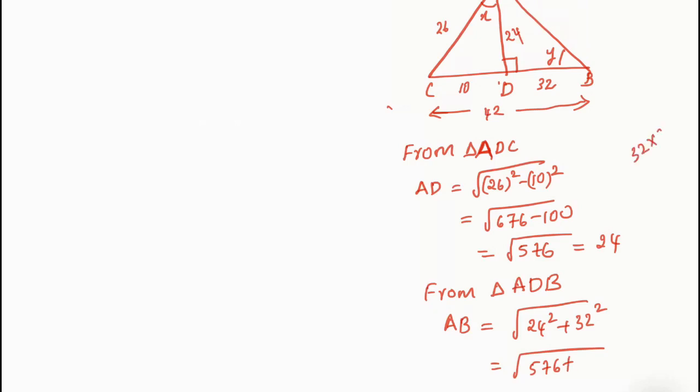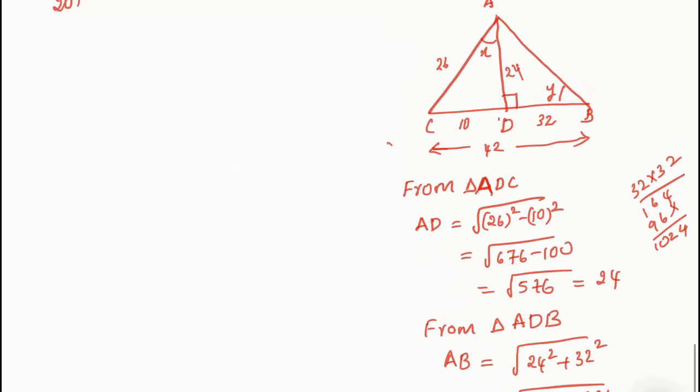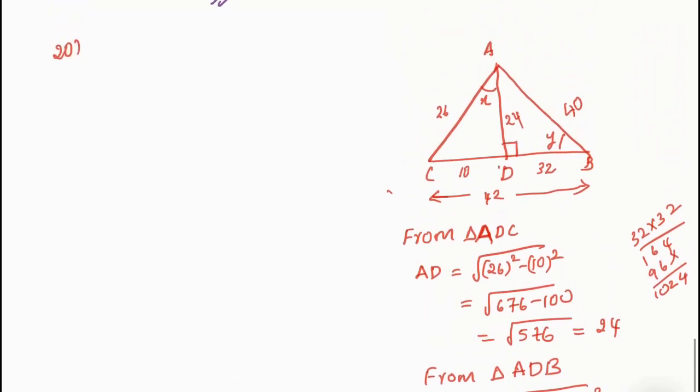32 into 32. 2 2s are 4, 6, 96, 4 2s are 1024. When you add them, you will get 1600. What is root of 1600? Root of 1600 is 40. So you get AB is equal to 40. Just have a look at this again. Hope it's clear to you all. So we got all the unknown values now.